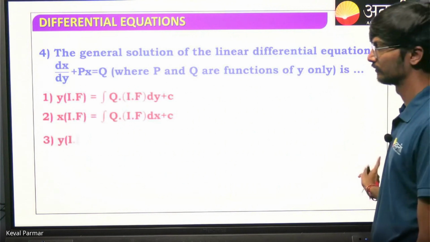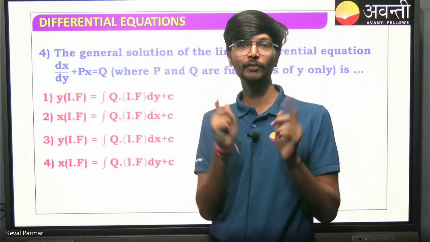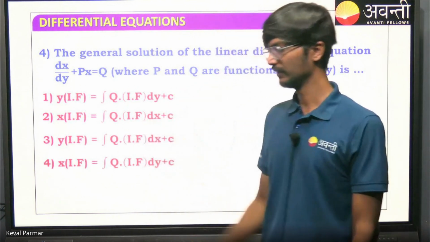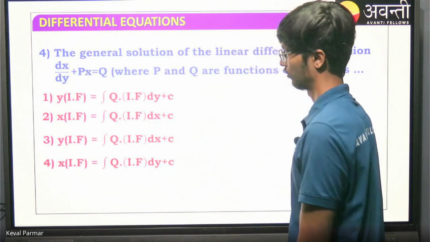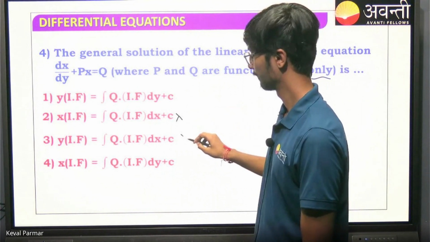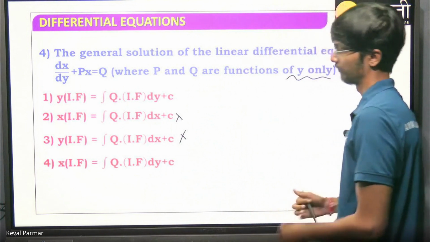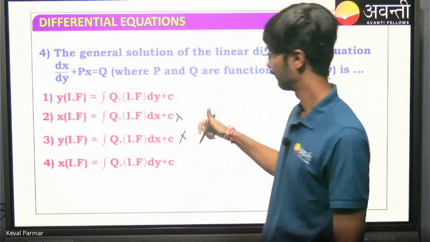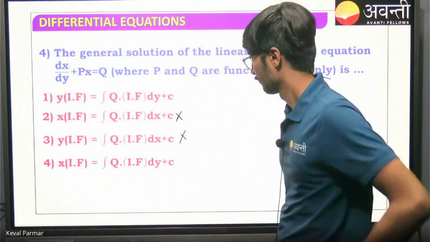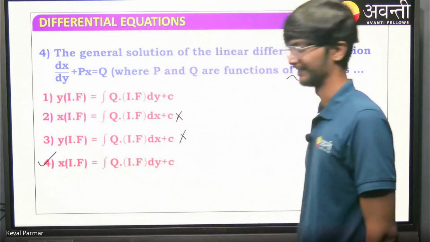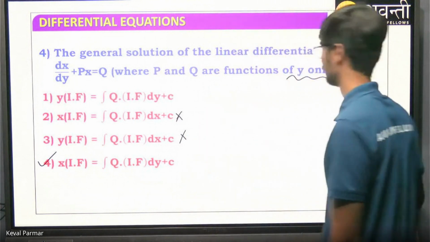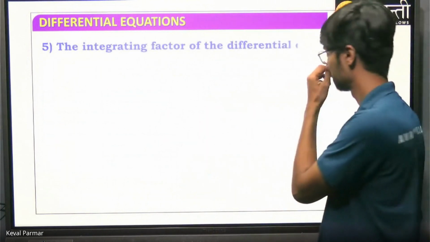What is the general solution of this? Come on. If you remember the general solution of the first format, we just have to replace y with x. So if we replace y with x, we'll get the second format. So p and q are functions of y only. So that means second and third are gone. That leaves us with first and fourth. What is the answer now? First and fourth? Fourth. Very good. Chalo. Now the basic warm-up questions are over. So let's focus on doing some interesting questions.